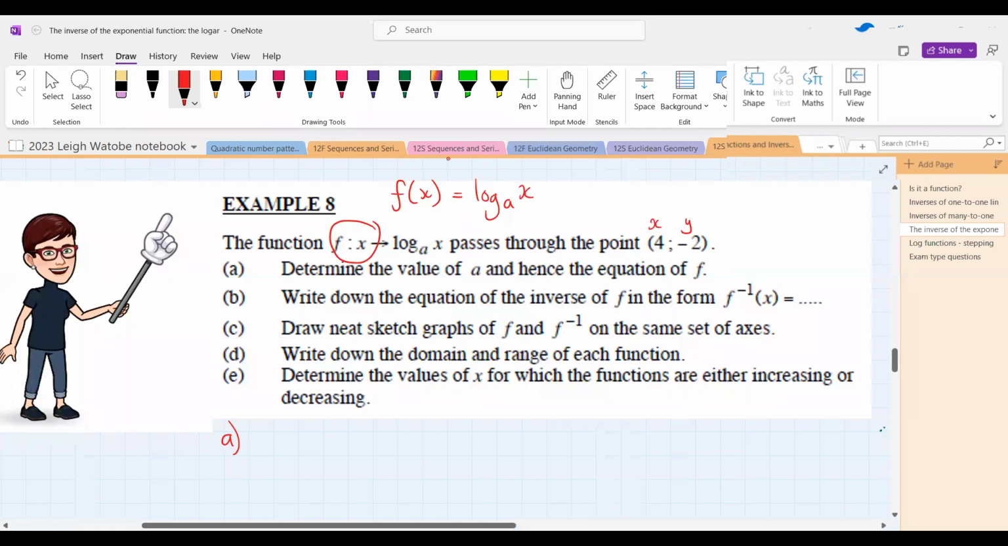Anyone got any idea? Yes, Tegofatso. Go for it. Tegofatso, you're welcome to unmute.